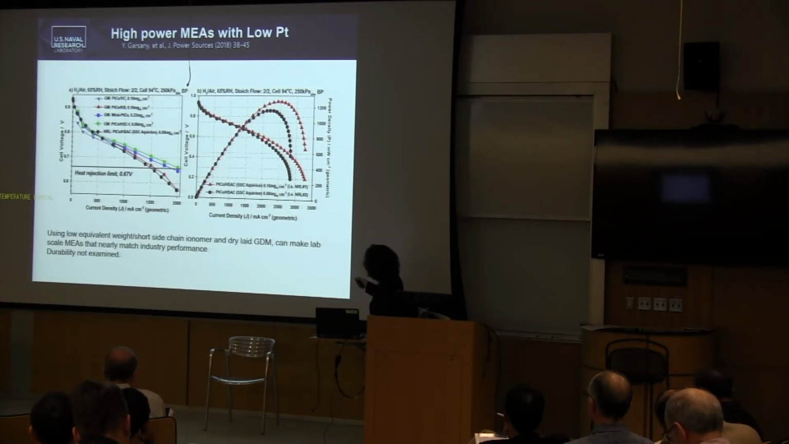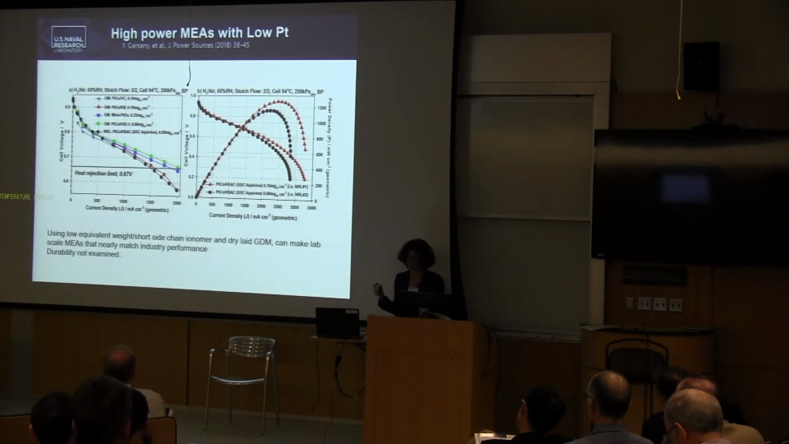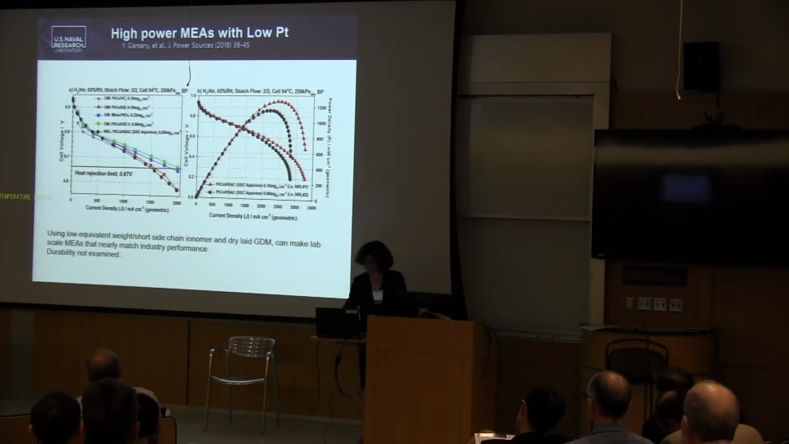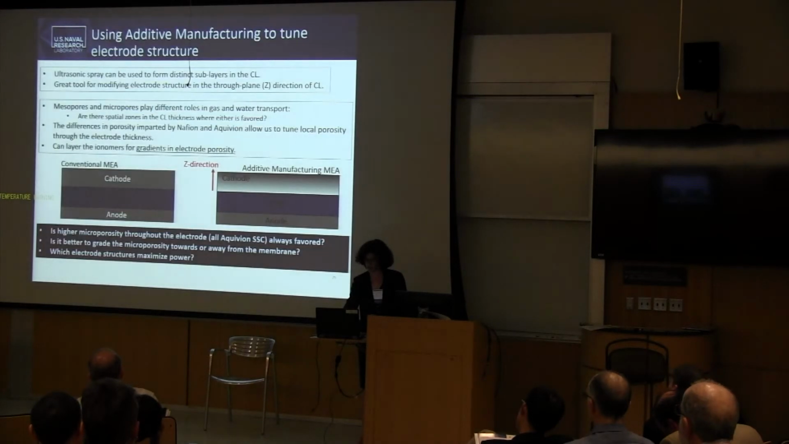We're at 2 amps per square centimeter at 0.6 volts, and that's with a very, very small platinum loading. The key was that Aquivion ionomer and the right gas diffusion media and compression. So it's not really intuitive when you start off. You're thinking catalyst, catalyst, catalyst, but it's all this other stuff wrapped around it which is so important. And we're not chasing the DOE goals. That's not our goal at all.